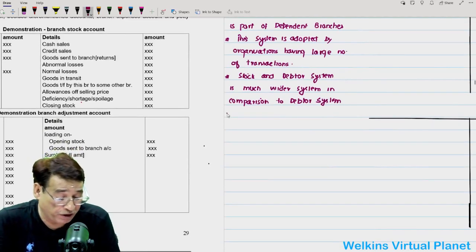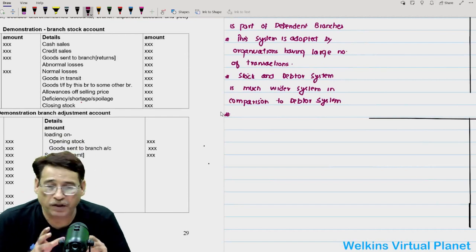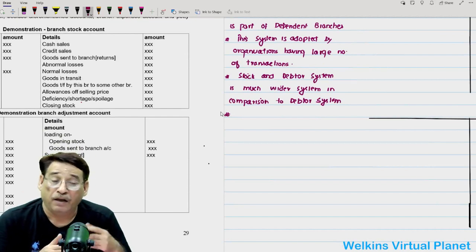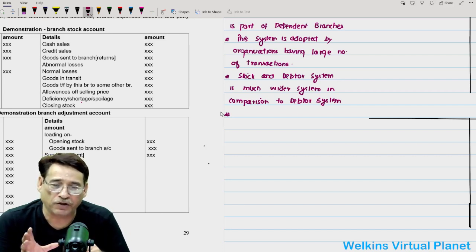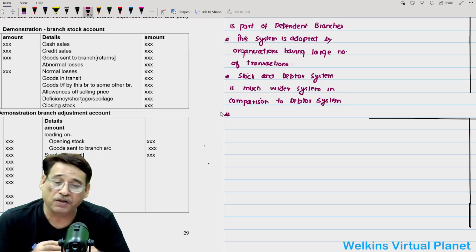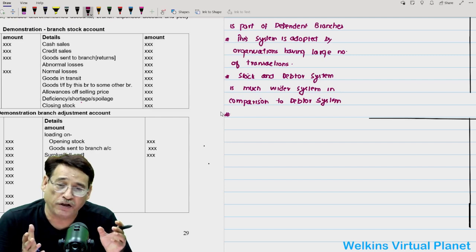Further, there is an advantage of this particular system. One major advantage is that in this system, we can find out gross profit separately and net profit separately, whereas this was not possible under the first system, if you remember, wherein we used to directly arrive at our net profit, isn't it? However, in this system, we are able to find out gross profit and net profit separately.